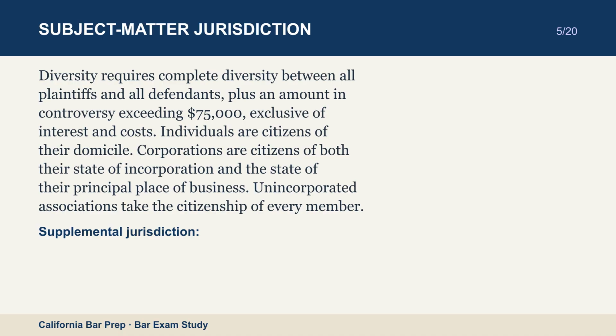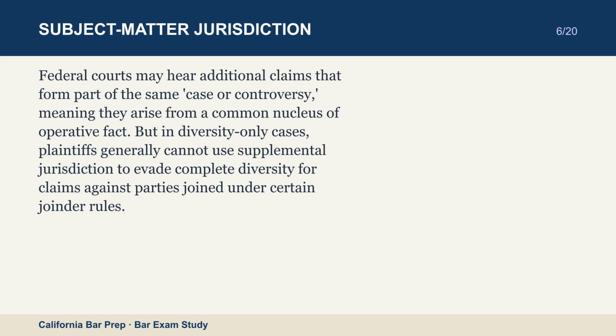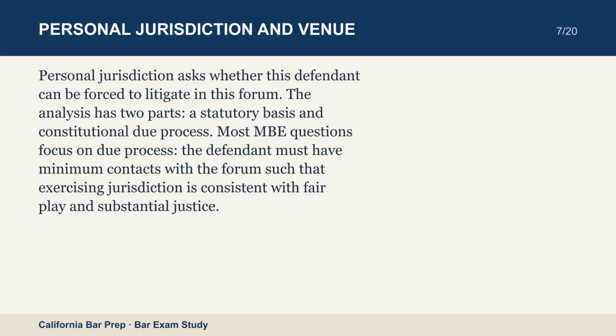Supplemental jurisdiction. Federal courts may hear additional claims that form part of the same case or controversy, meaning they arise from a common nucleus of operative fact. But in diversity-only cases, plaintiffs generally cannot use supplemental jurisdiction to evade complete diversity for claims against parties joined under certain joinder rules.